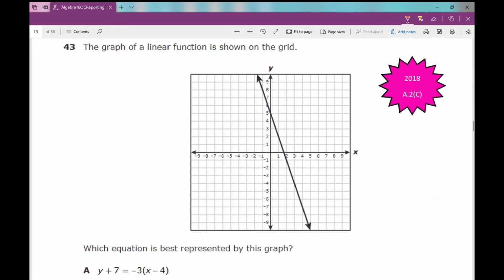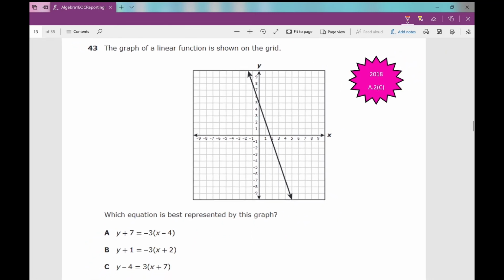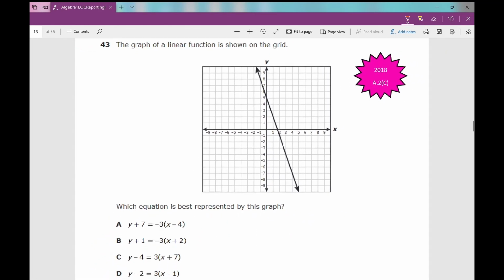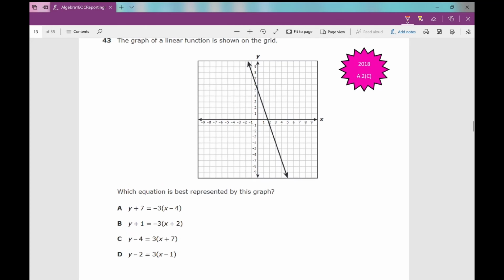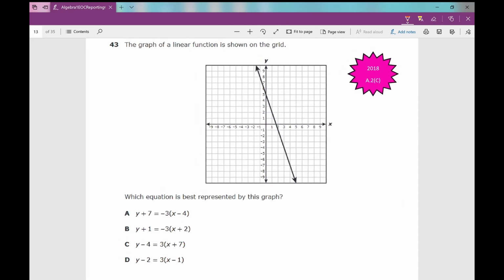Number 43. The graph of a linear function is shown on the grid. Which equation is best represented by this graph? You must be able to solve for y.